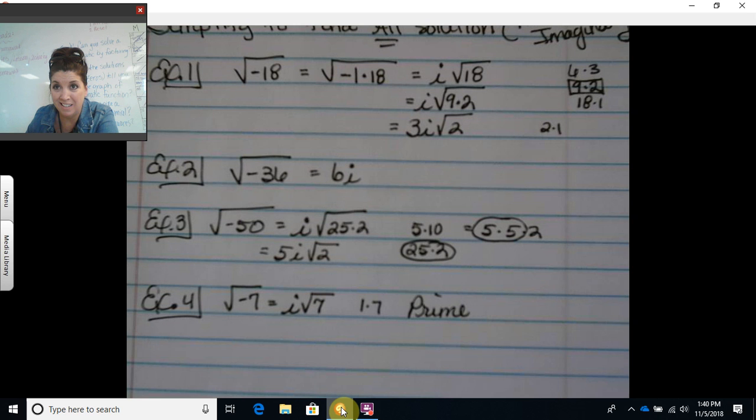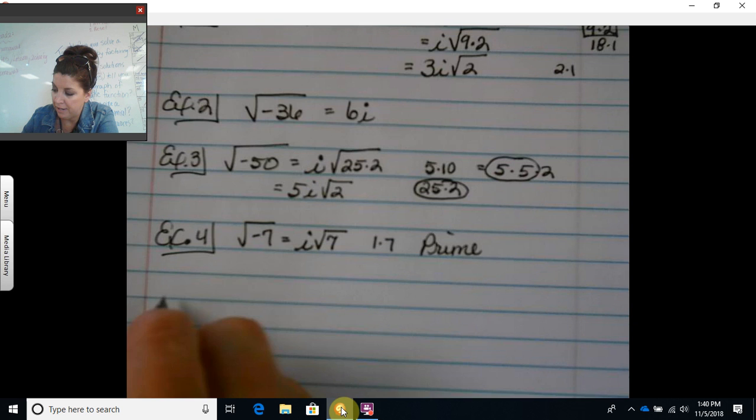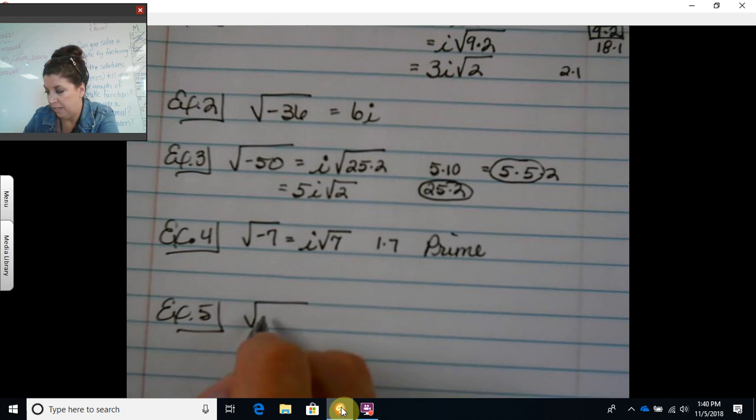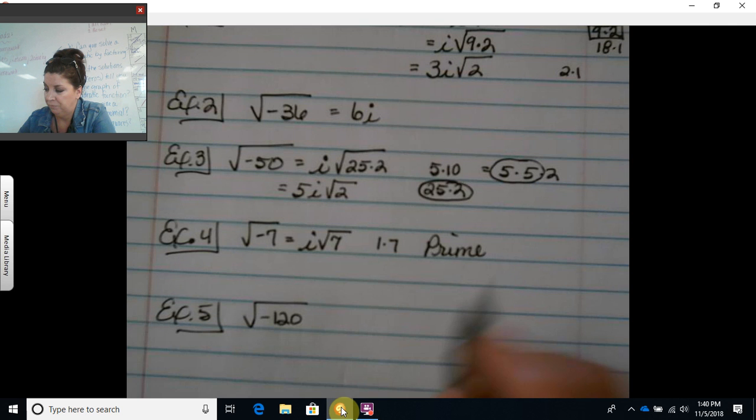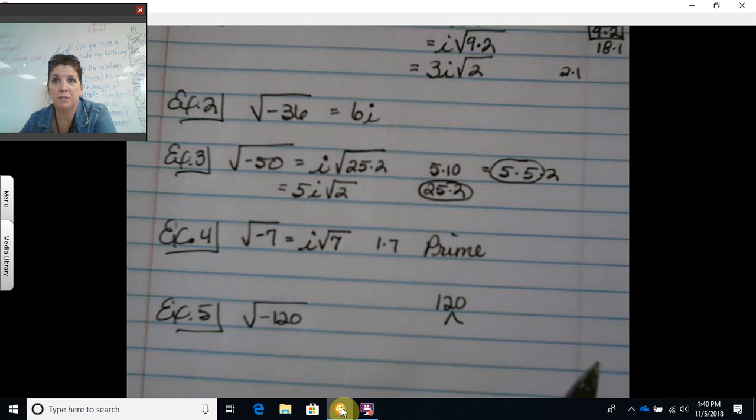Then your assignment. Example 5. Square root of negative 120. Now when you get numbers that are bigger, you can still write factors like I did, but I'll make a factor tree. You don't have to. Y'all remember factor trees? Somebody just give me 2 numbers that make 120. It doesn't matter what it is. 60 and 2.